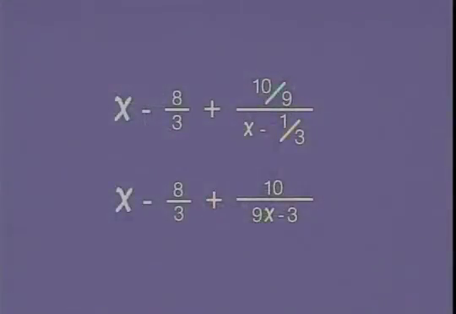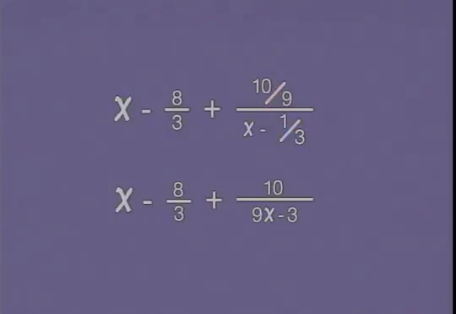In the next visual, what we've done is rewritten the answer, x minus 8/3 plus 10/9 over x minus 1/3, and taken that remainder fraction and multiplied it top and bottom by 3. Why by 3? Actually, I'm sorry, we've multiplied top and bottom by 9. The reason is that the least common denominator for the ninths and the thirds in our fraction is 9.